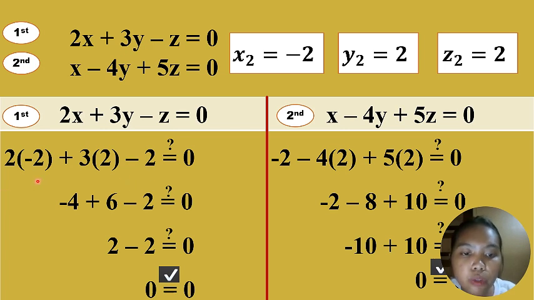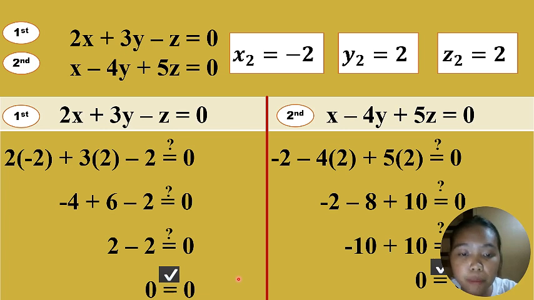So now we are going to simplify. First thing is, 2 times negative 2 is negative 4, and 3 times positive 2 is positive 6, and copy the negative 2. Again, simplify this new equation. So negative 4 plus 6 is equal to positive 2. And copy the negative 2 here. So 2 minus 2 is equal to 0. So therefore, confirm that 0 is equal to 0.